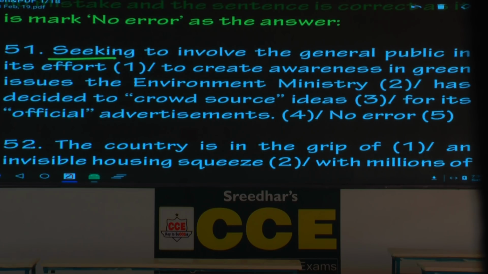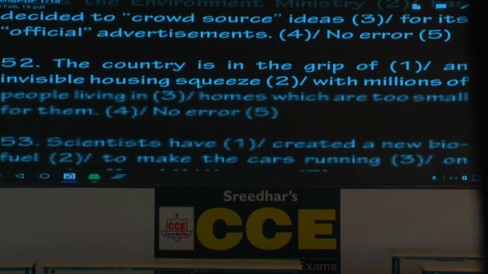And please make a note, awareness of, that combination is also right. Don't restrict yourself with about. Awareness about, awareness of. Both are right, depends on the context. Shall I move on to the next one?